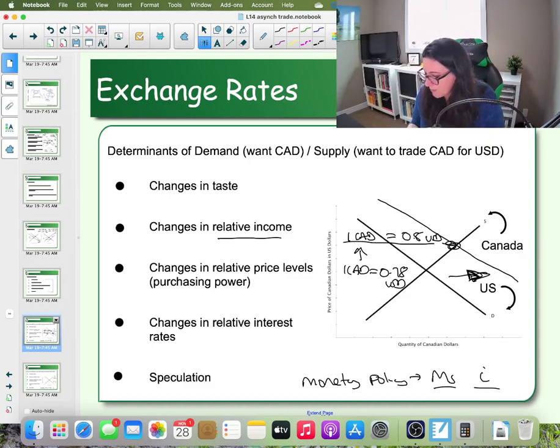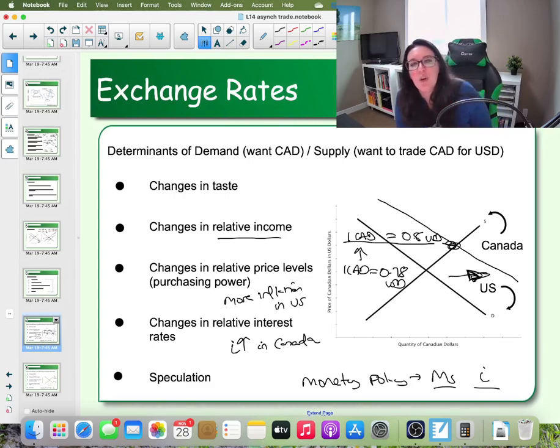All right, so we talked about how all of these would change the Canadian dollar. Americans liked our stuff better. Their income went up. If there was more inflation in the US, and if interest rates went up in Canada. Okay, that last determinant of demand that you see here is speculation. This is the idea that you buy low, sell high, and so you're trying to predict what will happen to the value of the Canadian dollar. So when it is lower, you then demand more Canadian dollars so that you can sell it when it's higher. And of course, that increase in demand for Canadian dollars will also cause it to go up in value.